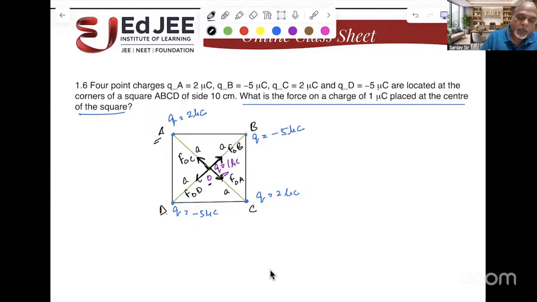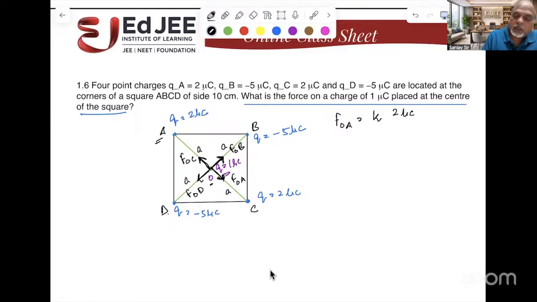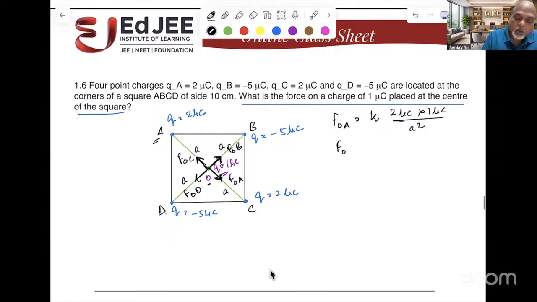Correct? Let us find what is F_OA. That will be K times 2 microcoulomb into 1 microcoulomb divided by a squared. Correct? Then what is the force at O due to C, F_OC? This will also be the same.